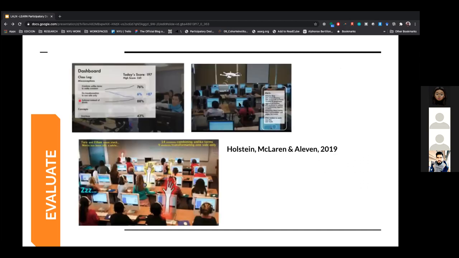Here's an example of speed dating from Holstein, McLaren, and Aleven, from a great paper from 2019 in the Journal of Learning Analytics. Holstein has been doing research on a tool called Lumilo that allows teachers to have a third eye regarding how different students are working with a learning tool in their classroom. They put on essentially Google glasses, and this gives them extra information about their students in the classroom itself.